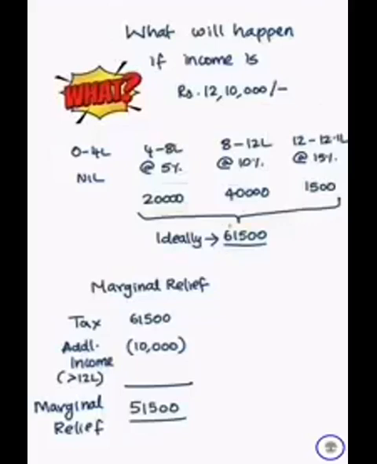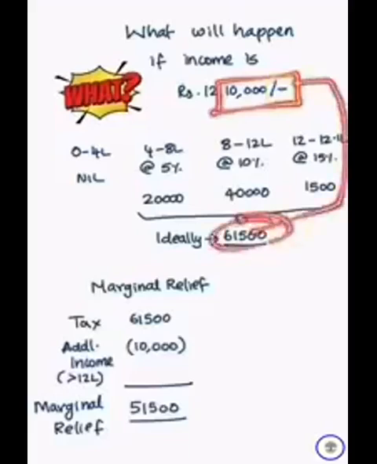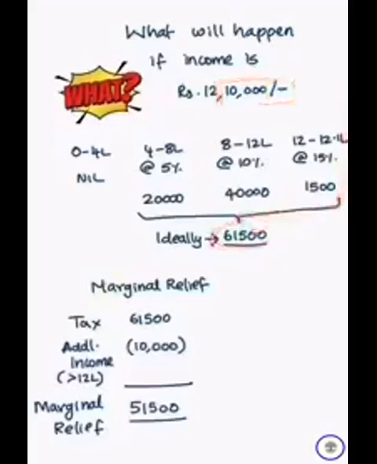But government is not going to levy this 61,500 because government understands that the increase in income is only 10,000, because up to 12 lakh there is no tax. So beyond 12 lakh, the increase in income is only 10,000. For this 10,000, they are not going to charge the 61,500. So that's where the concept of marginal relief comes into picture.